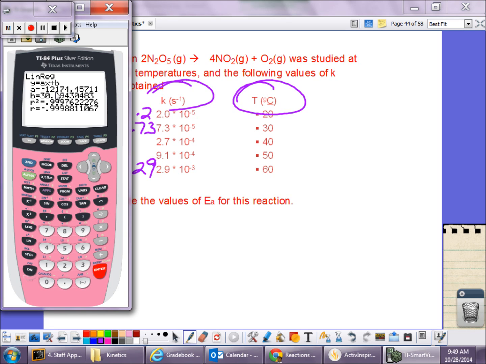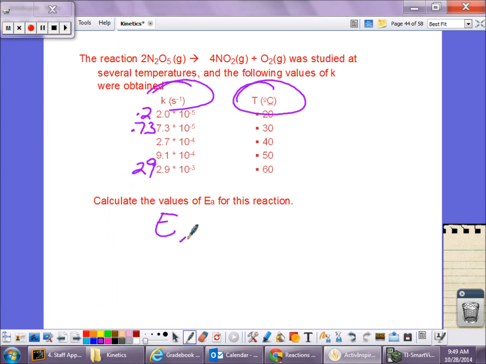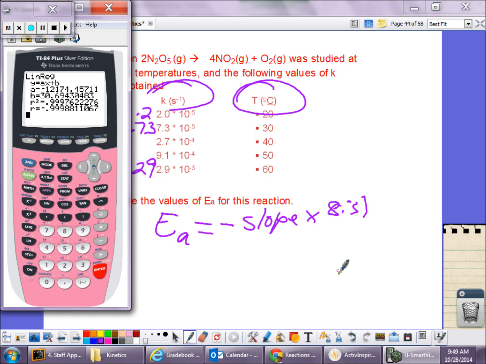They ask to find activation energy. So all we have to do is: activation energy, E subscript A, equals the negative slope that we have here, which becomes a positive number, negative the slope times R, which is 8.31. So you can all do that. Let's go back to the calculator.